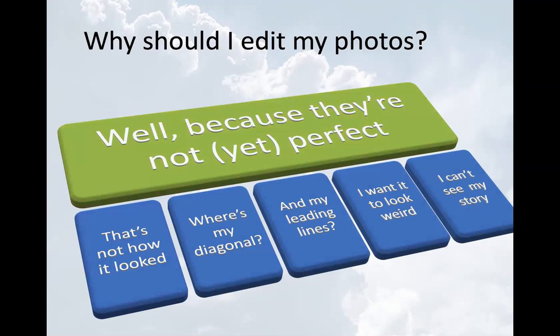What's come out of the camera doesn't reflect the way I saw it in the first place. The sky is a different colour. Leading lines, they're there, but they're in the middle. They're not highlighted in the frame. I can't see the story that I thought was there in the picture. How can I emphasise the elements of the scene to make my story clear? I want it to look strange.